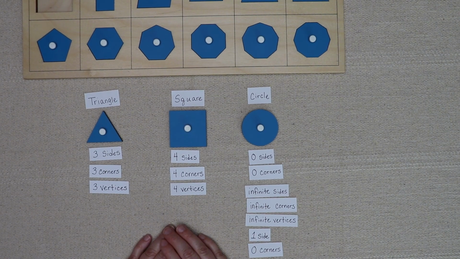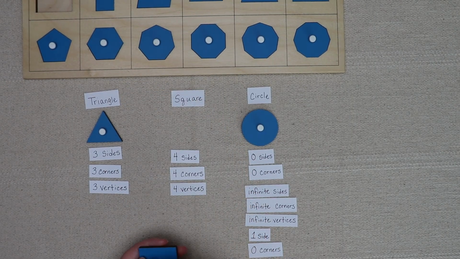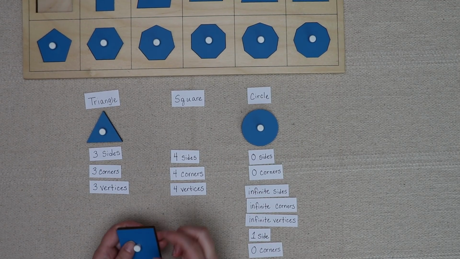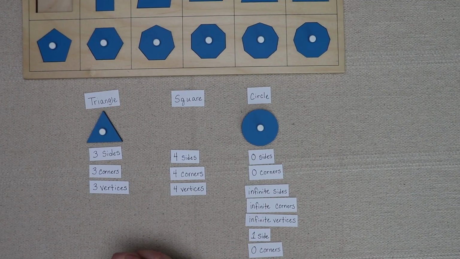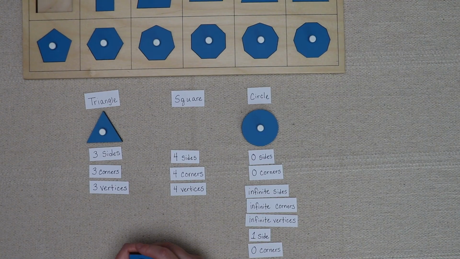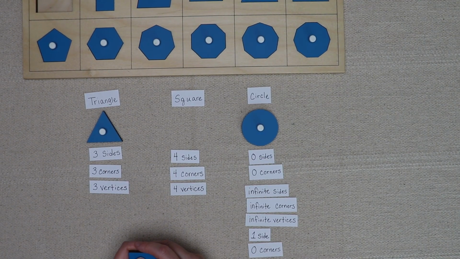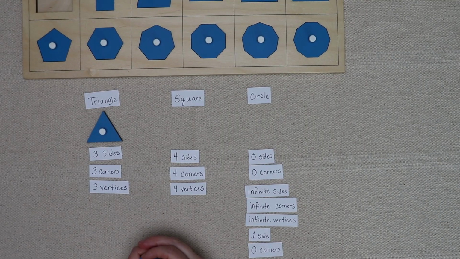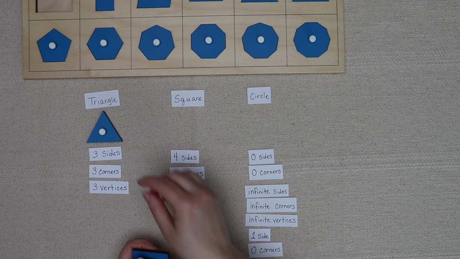Now let's play a game. Give your friend a shape that has 4 sides and 4 vertices, and they'll give their friend a shape that has 4 sides and 4 vertices. Now, if you only have one child you're giving this lesson to, you can just say, give me a shape that has 4 sides and 4 vertices. Give your friend a shape that has infinite sides and infinite vertices, and they give that to their friend.